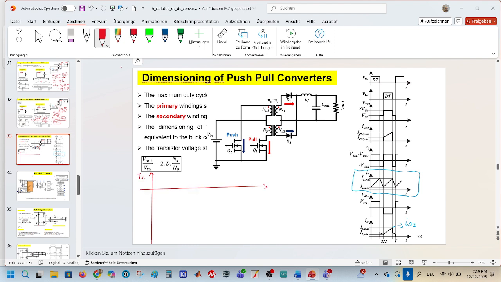This is I of L. This would be mean and max value, and this is mode 1. Then comes mode 3, and then again mode 2, and then we have the same mode 3.